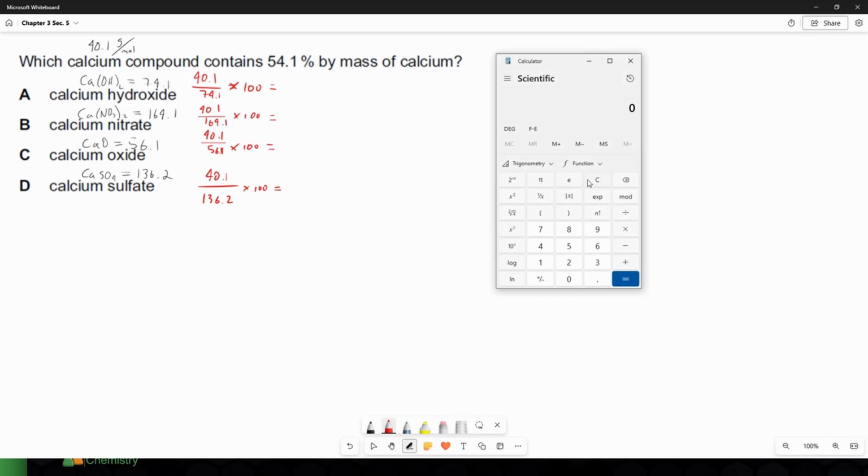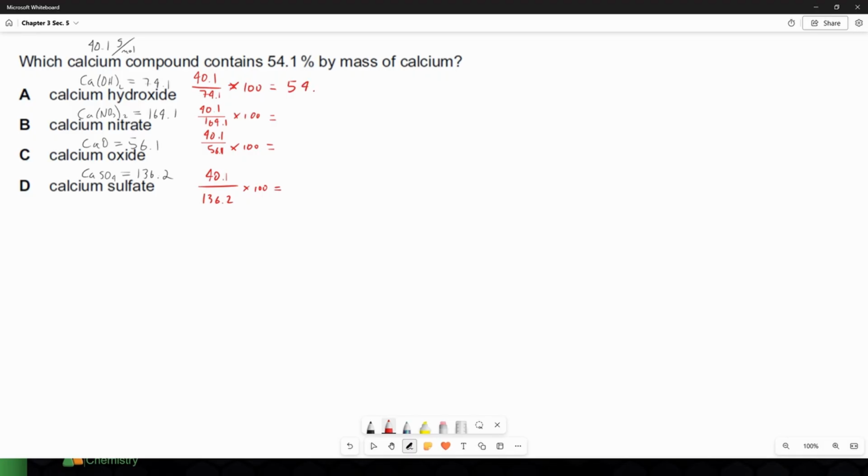And this is why I said we're going to do this the long way. Because look, 40.1 divided by 74.1 times 100 gives us 54.1. So our answer is actually just A. Did we need to find the molar masses for all these? No. Had we just gone down the list, we saw A was the right answer. We could have just stopped there and moved on to the next problem.